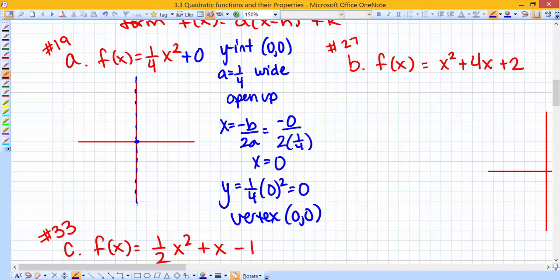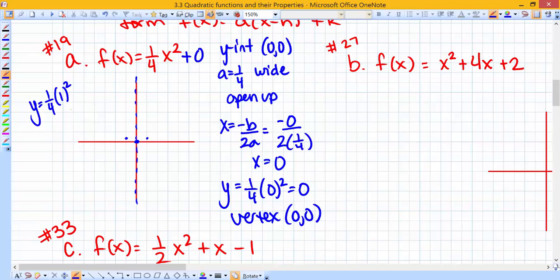So nothing super fancy. If I plug in 1 for x, this is just to give me my second point. If I plug in 1 for x, it's just 1 squared times 1/4, which is 1/4. So I go over 1, up 1/4. Its partner is directly on the other side of the axis of symmetry. So I can see that this is going to be a pretty wide parabola.